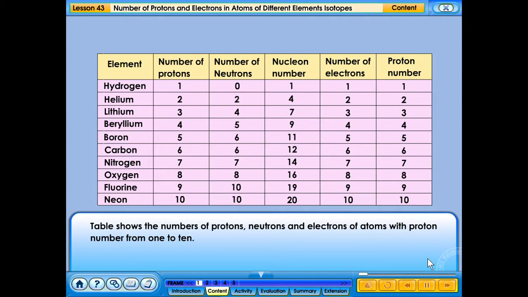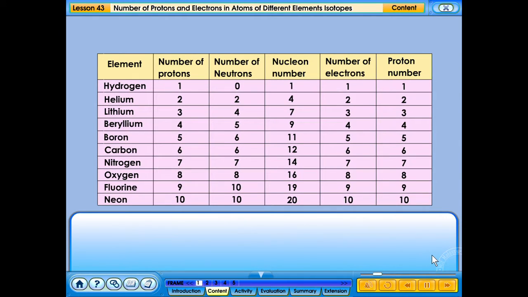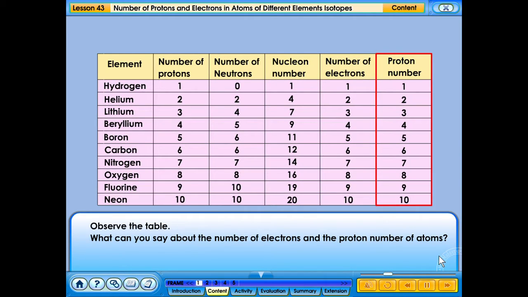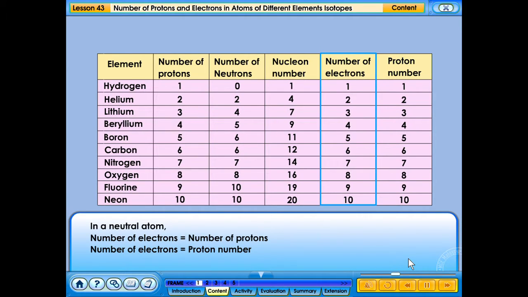The table shows the numbers of protons, neutrons and electrons of atoms with proton number from 1 to 10. Observe the table. What can you say about the number of electrons and the proton number of atoms? The number of electrons is the same as the number of protons of atoms. Therefore, the number of electrons is also the same as the proton number in a neutral atom.